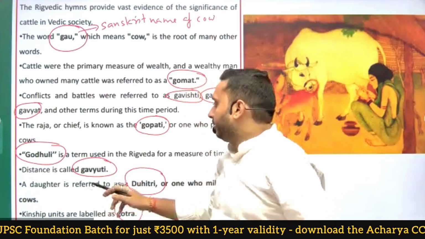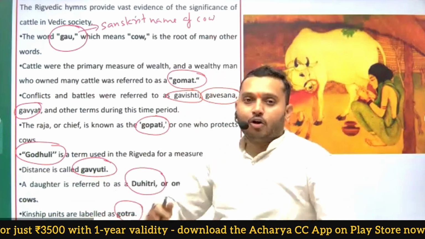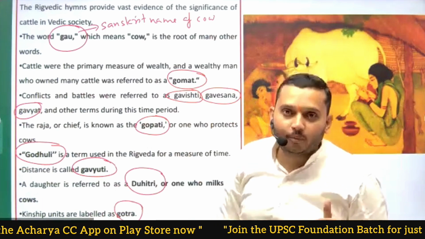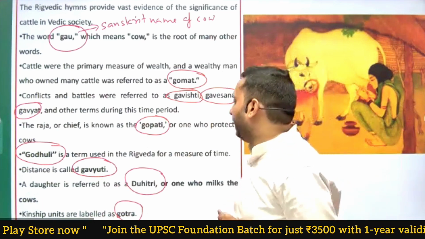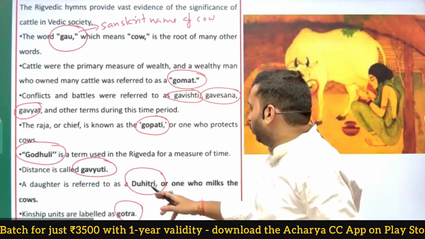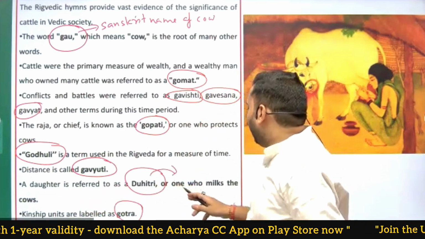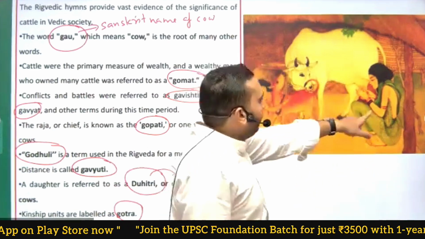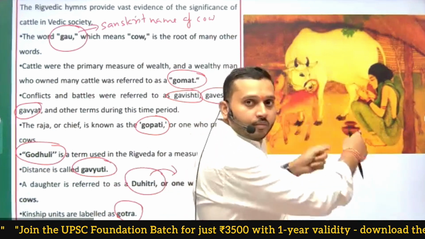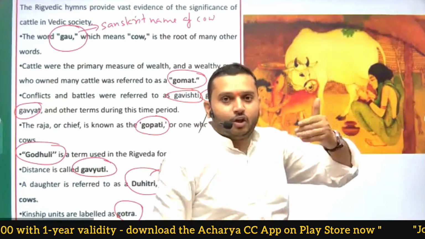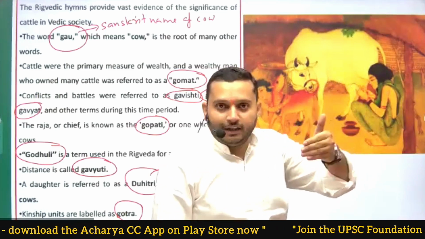Then Gavyuti, that means distance. They also measured distance with the term Gavyuti, not kilometers. Okay. Duhitri means the daughter of any person. The literal meaning of Duhitri is one who milks the cow. You can see a lady milking the cow. So she is named as Duhitri, daughter of any person is named as Duhitri.